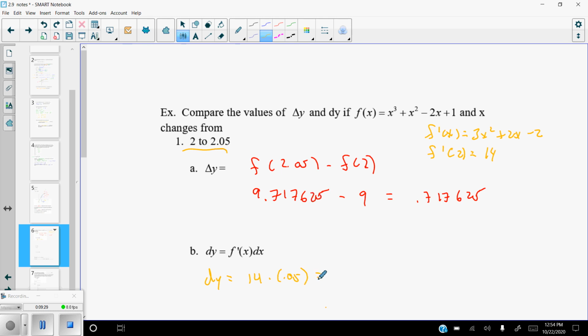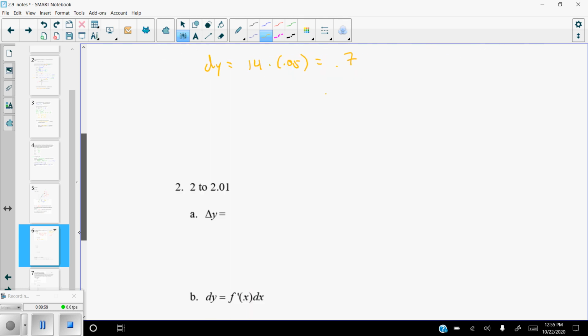And, excuse me, if I multiply 14 times 0.05, 14 times 0.5 would be half of that, which is 7, but I've got one extra 0, so it's really going to be 0.7. As you can see, that's a relatively close approximation. Okay, the actual change is 0.717625. The dy approximation is 0.7. They're close. They're not extremely close, but at least the first decimal is the same. Okay, let's try another one.